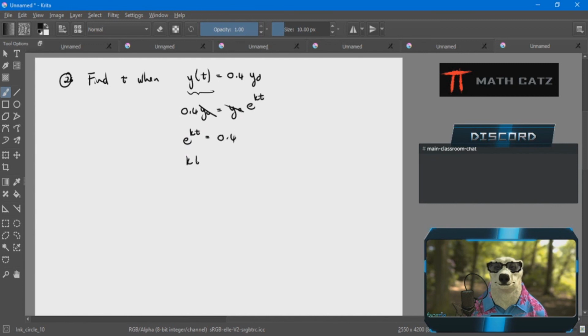So same process, kt is the natural log of 0.4. So t is natural log of 0.4 over k. And I just have to make sure I use the most accurate k I can coming from the half-life formula.